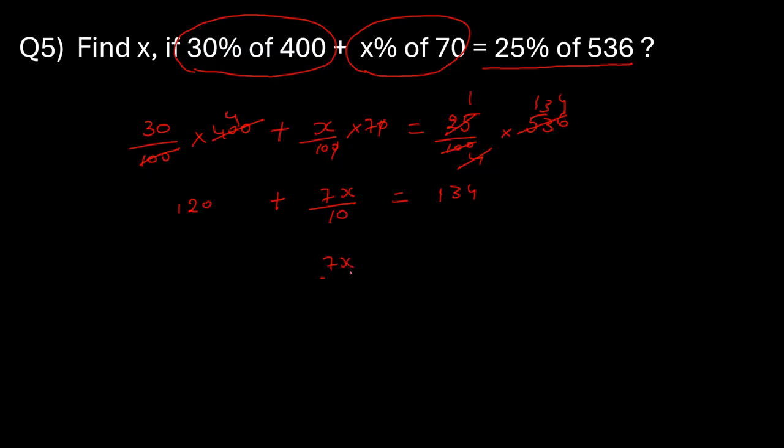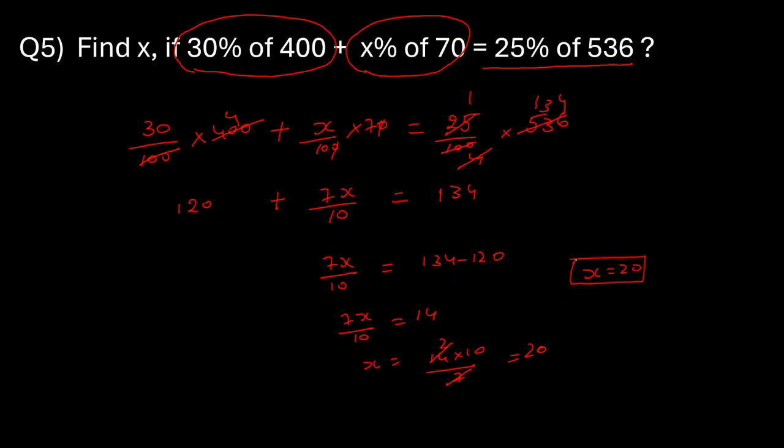So 7x by 10 equals 134 minus 120. 7x by 10 equals 14. x equals 14 into 10 by 7. 7 ones, 7 twos, that is 20. So the value of x is 20. I hope this would be easy for each and every one of you.